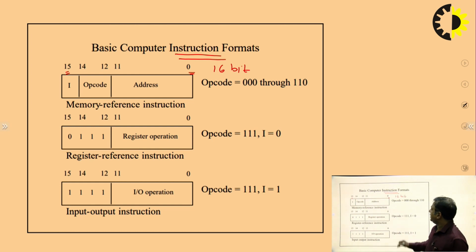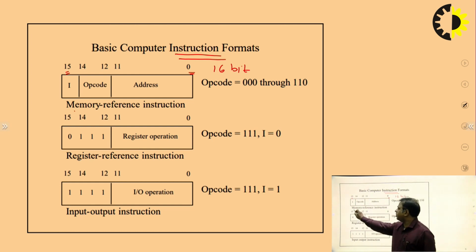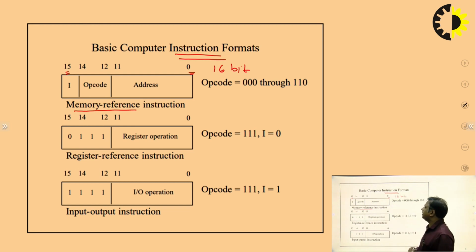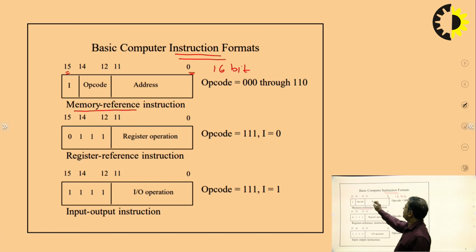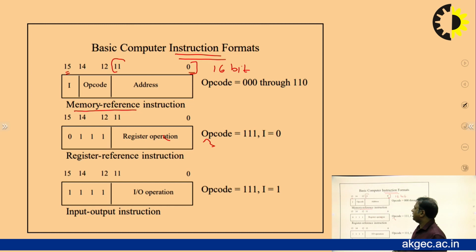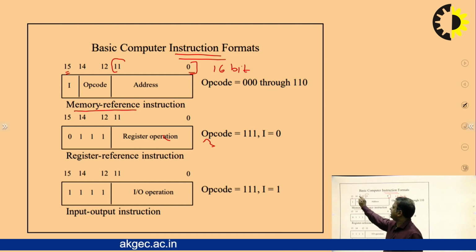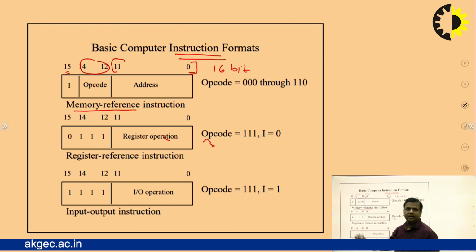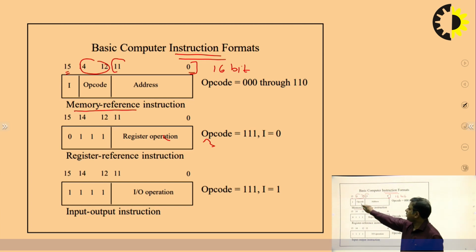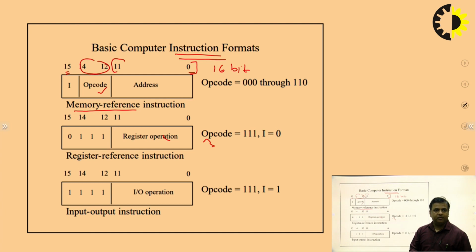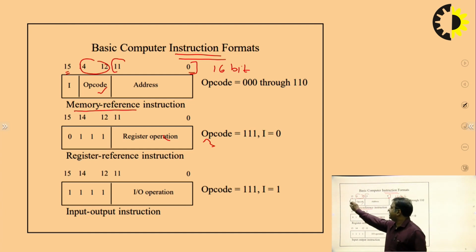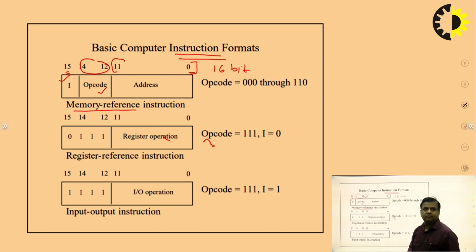Number one, in the first case, we see the memory reference instruction. In the memory reference instruction, bits 0 to 11, that means the first 12 bits, represent the address of the memory, and bits number 12, 13, 14, that means the next 3 bits, are the opcode, that is which operation is to be performed, and the last bit, bit number 15, is I, right?